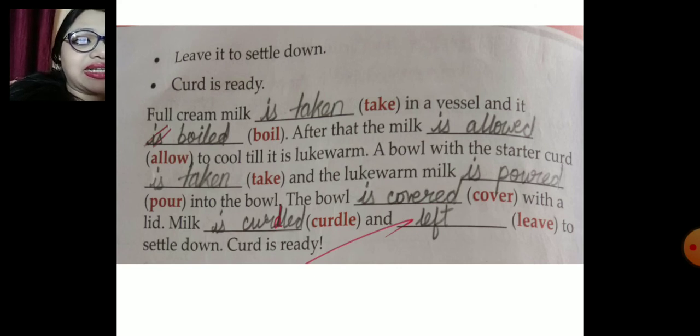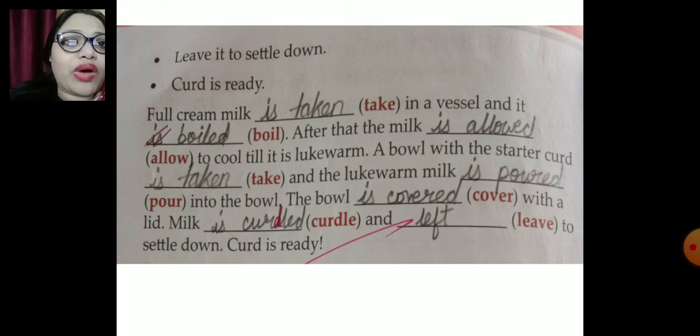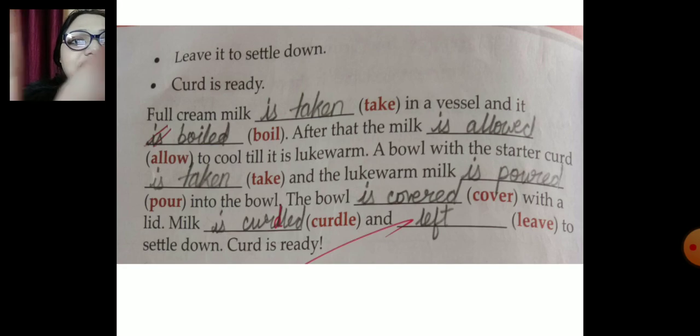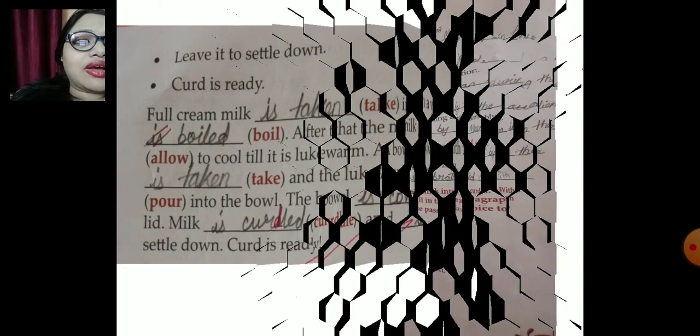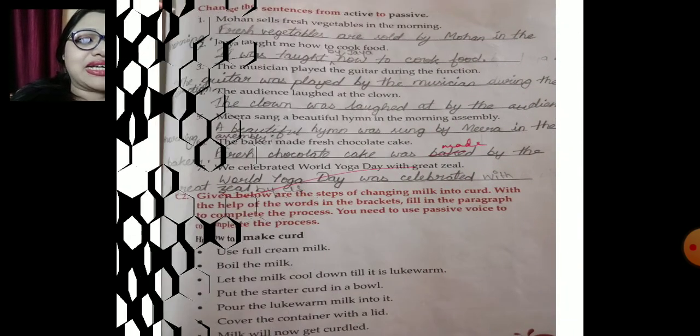Milk is curdled and left to settle down. Curd is ready. So here are a few mistakes over here in the book. It will be boiled and curdled. All right. So this is the exercise. You need to complete C1 or this exercise and C2, the following exercise.